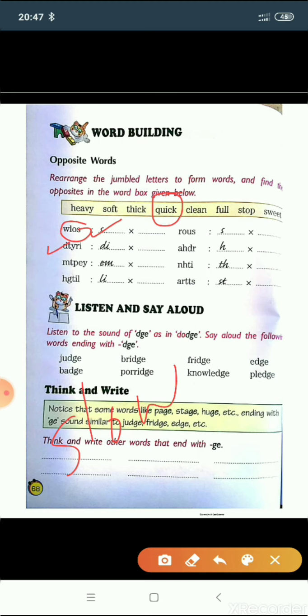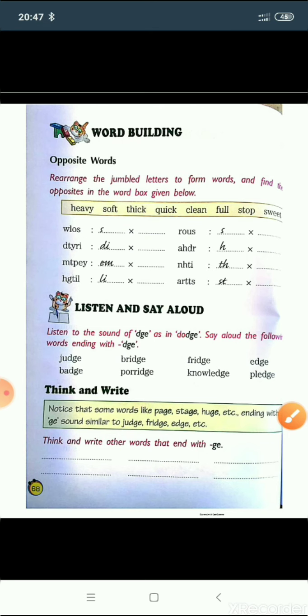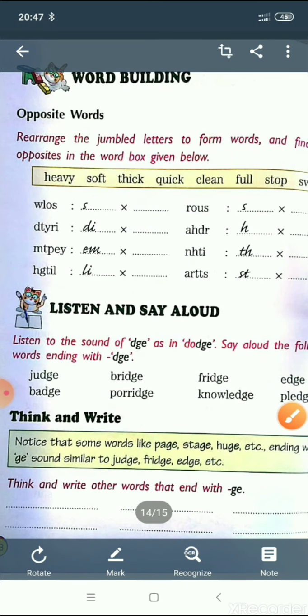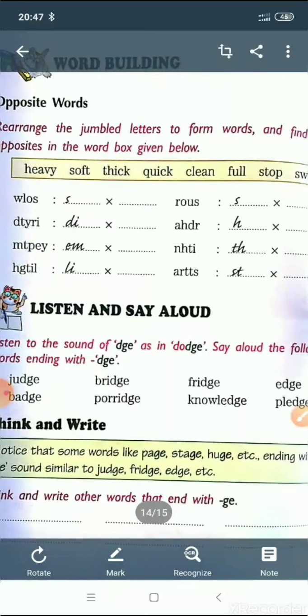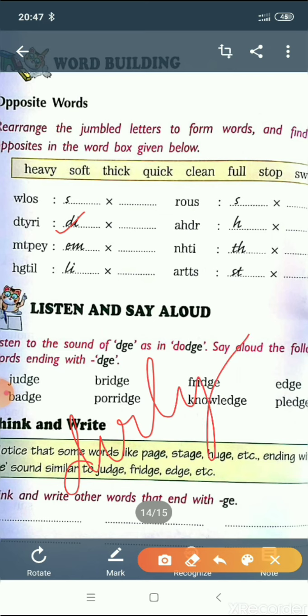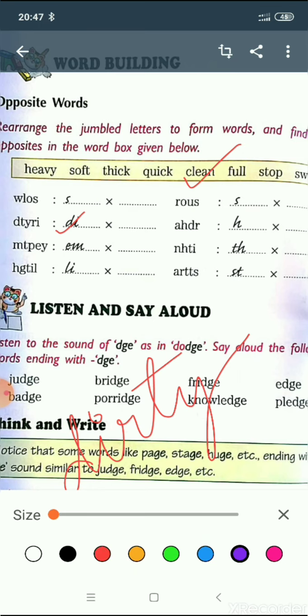Then we have the next word, DTYRI. Children, let me zoom it for you. Okay, now this is clear. DTYRI, and it should start with DI. So the word is dirty. D-I-R-T-Y, dirty. And children, what is the opposite of dirty? Opposite of dirty is clean. C-L-E-A-N, clean.